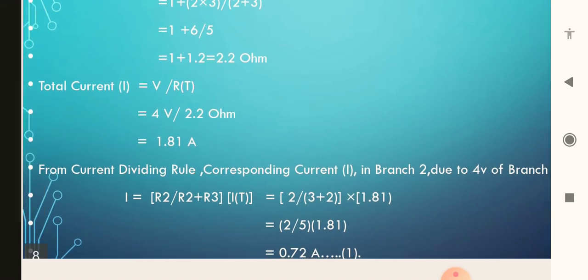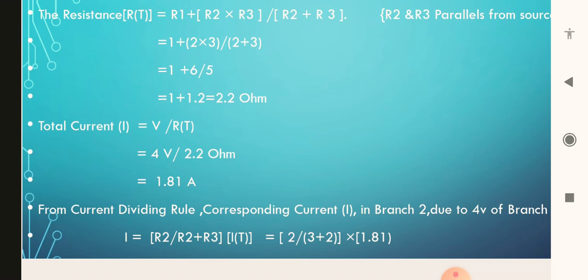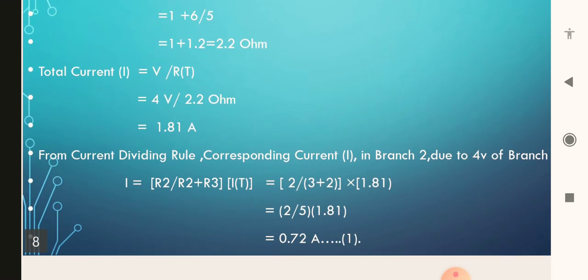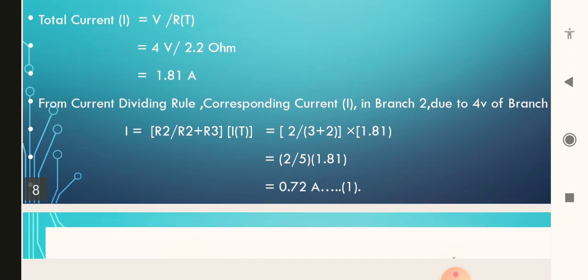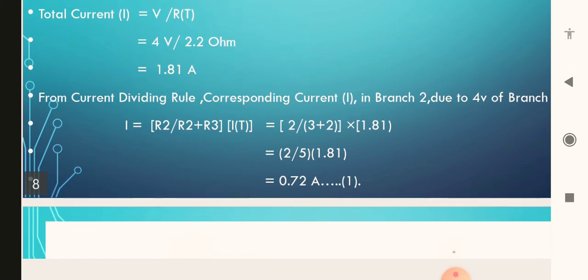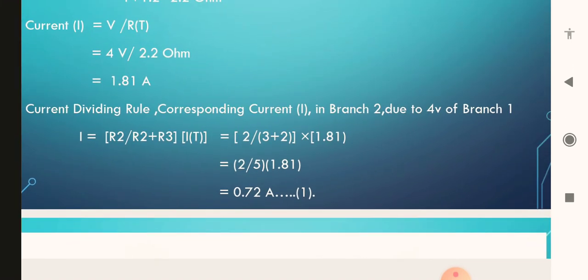Similarly for the current, we know from Ohm's law that I equals V by R. The voltage is what we already took in the example, the voltage source is 4, and the total resistance from the above calculation is 2.2. Now the total current can be considered as 1.81 amperes.